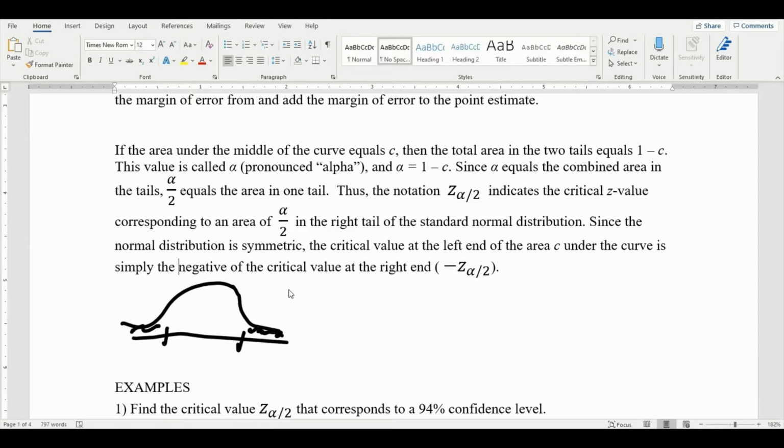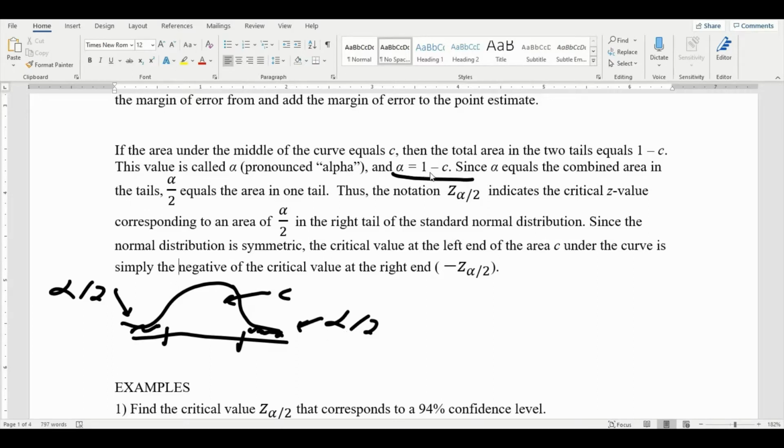So you can think of it this way: the area in the middle of the curve equals C. So if that's C, then that's going to be alpha over 2, and that's going to be alpha over 2 also. Because what is alpha? Alpha is 1 minus C. And that's kind of what we're looking at. It's kind of a diagram to look at.